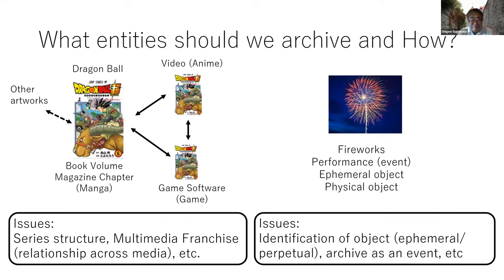Here I want to show this slide. In my research, we have been working on Japanese pop culture materials: manga, anime, and video games. For example, in this case, this is Dragon Ball. Dragon Ball could be a manga or comics, a printed book or a digital book. And we also have quite various versions of the animations of Dragon Ball. And also we can find the game software. So I think we can create catalogs for these individual manifestations or items.